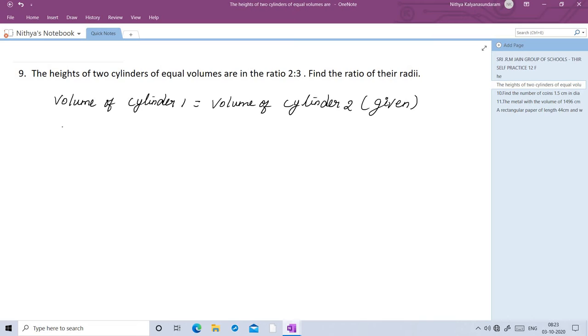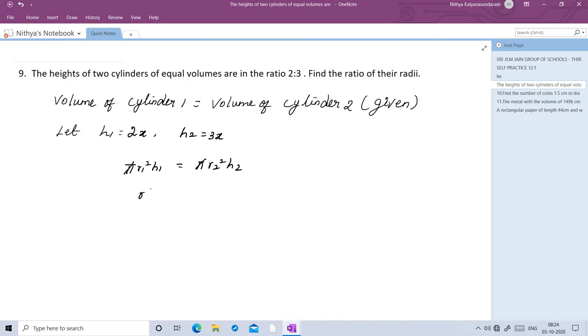So height is given in ratio format. So let's consider h1 is equal to 2x and h2 is equal to 3x. So we want to find the ratio of the radius. So both the volumes are equal. So pi r1 square h1 is equal to pi r2 square h2. So on both sides the pi value we can cancel. So the r1 square radius value we want to find out.